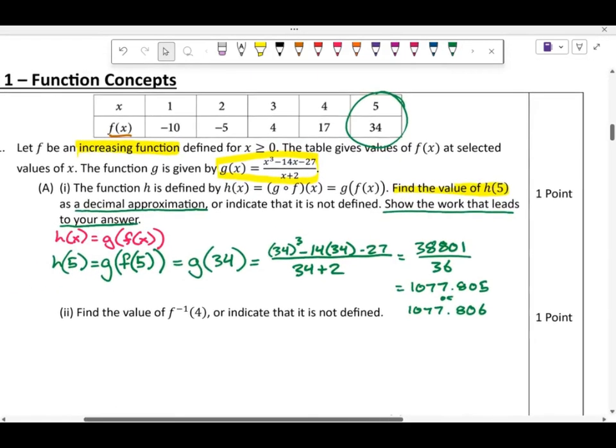All right, there's our work. And we now have 1 point. Yay! We got a point. We've shown our work, and we found our answer. And we're done with that one.